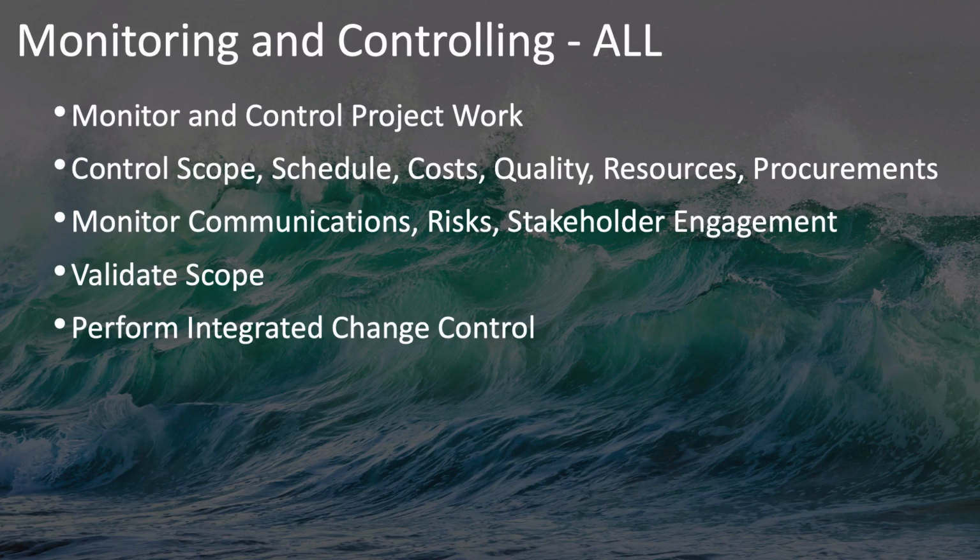Then we have a set that are all named with the verb control at the beginning. We have control scope, control schedule, control costs, control quality, control resources, and control procurements. But then we have a few that use the verb monitor instead of control, and these are monitor communications, monitor risks, and monitor stakeholder engagement.